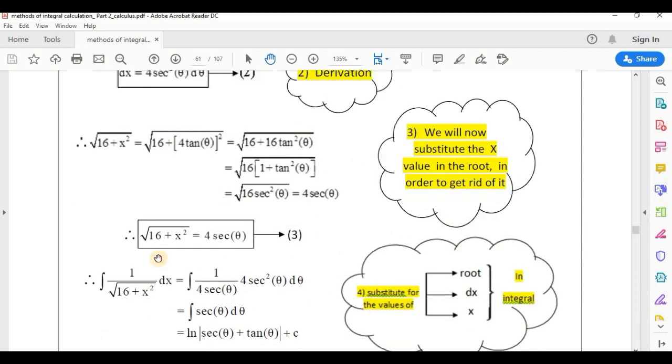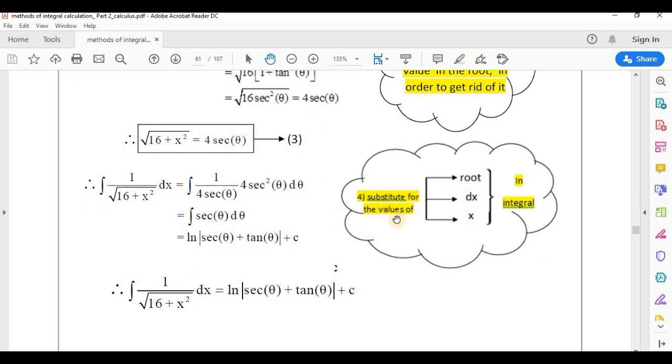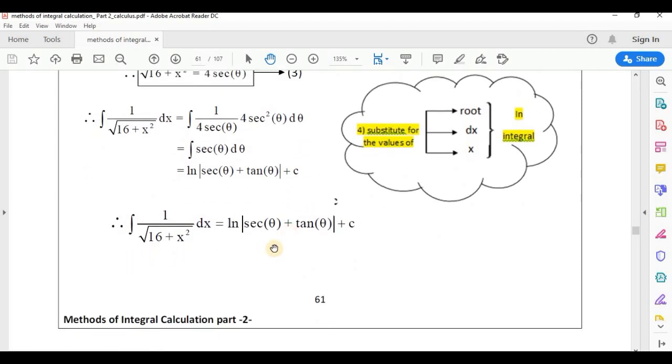And after the simplification we will get rid of the radical expression. So the radical expression 16 plus x squared will be equal to 4 sec theta, and we will call this equation number 3. Fourth step, substituting the values of the root, dx and x in the integral. After putting these values in the integral, it will become the integral of sec theta d theta. What is the integral of this one? As we learned from our previous lectures, the integral of sec is the natural log of sec theta plus tan theta plus the constant. So the integral of this function is this result in terms of theta.